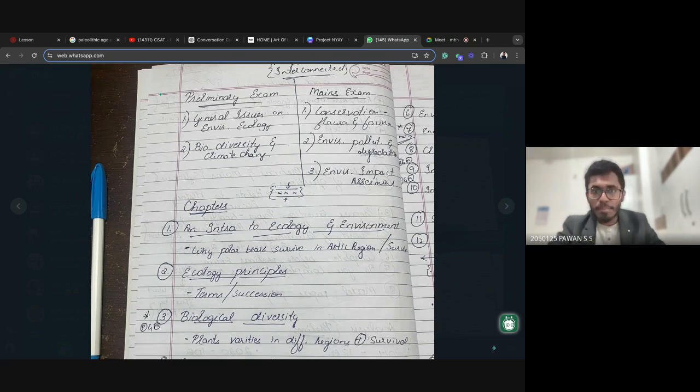Even from the mains exam perspective, three important normal kinds of questions which they generally ask are, first, about conservation of flora and fauna. It's vast, but it's very minor. Don't worry, I'm not making it complicated. It's going to be easy for you. Second point, environmental pollution and degradation. A lot of questions have been coming from there. Air pollution, water pollution, soil pollution, noise pollution. Everything is basically coming.